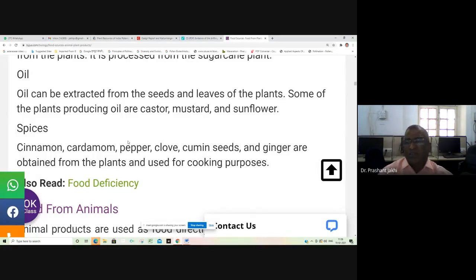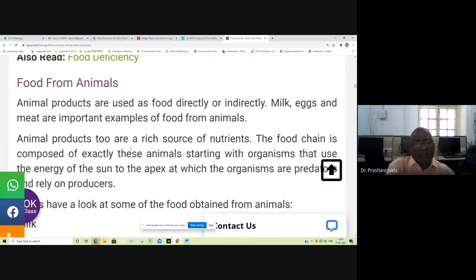of the spices. I think India is one of the important countries where a large number of different types of spices are used. Some of these important spices are cinnamon, cardamom, pepper, clove, cumin seeds, and ginger, etc., obtained from the plants and used for cooking purposes. I think you are best known with the spices, which are required in minor quantity, but they increase the palatability of food material. They give different aroma to the food material which we are going to use. So these are the different utilities or uses from plants.